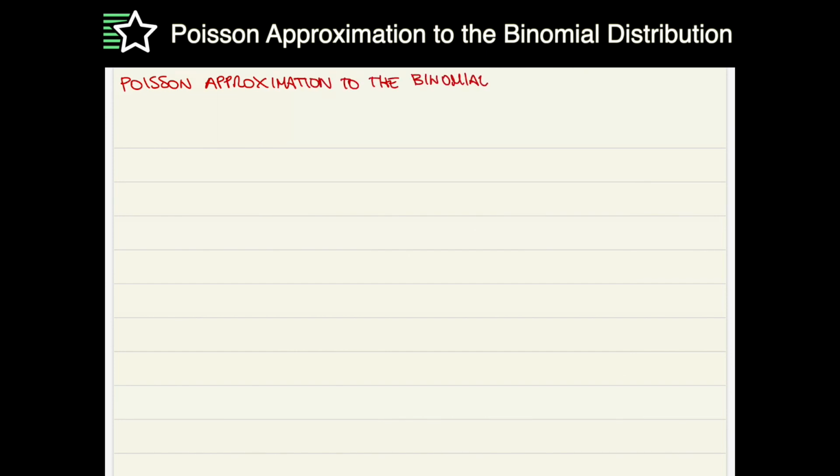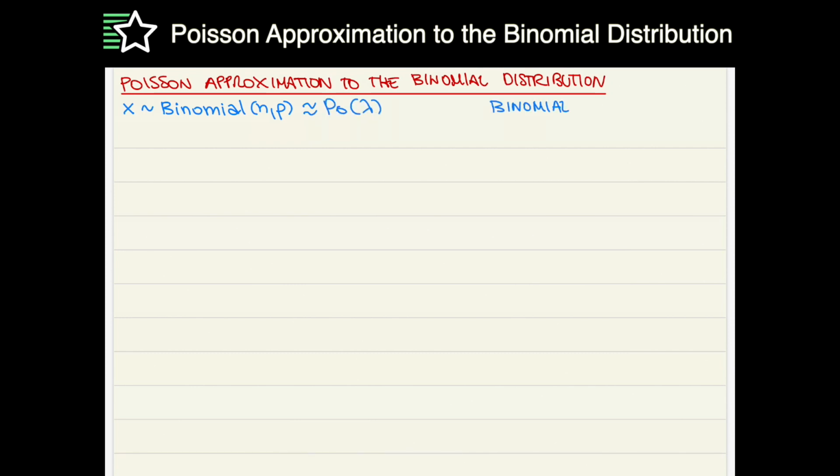And indeed, under certain circumstances, we can use the Poisson approximation to the binomial distribution. If X is a random variable with binomial distribution with parameters n and p, it can be approximated by a Poisson distribution with parameter lambda. This can be counterintuitive as the mean of the binomial distribution is n times p. The mean of a Poisson is lambda.